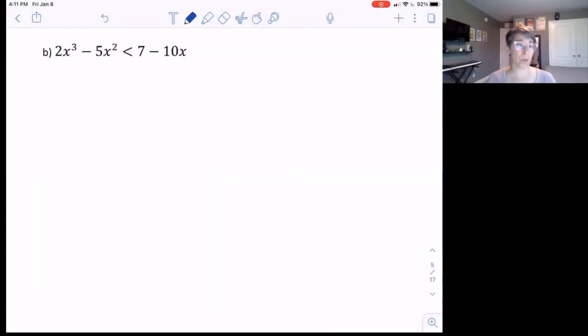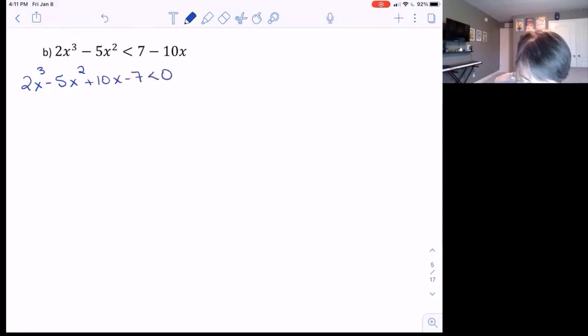Let's go to our second problem. Again, we want to set it equal to 0. So if we move the 7 minus 10x to the left-hand side and write it in descending powers, we would get 2x cubed minus 5x squared plus 10x minus 7 is less than 0.